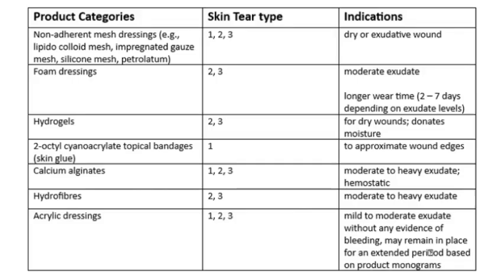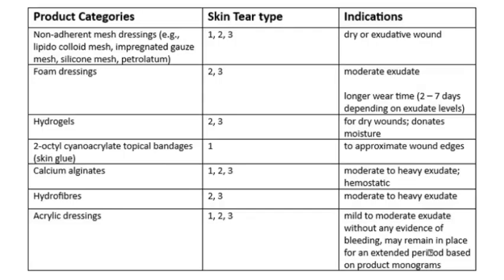Next, I have added in here skin glue. Now this is more for type 1, for a closure of the actual skin tear. Next, we'll look at calcium alginate. So calcium alginates can be used on type 1, 2, or 3, and these are used for moderate to heavy exudating skin tears.